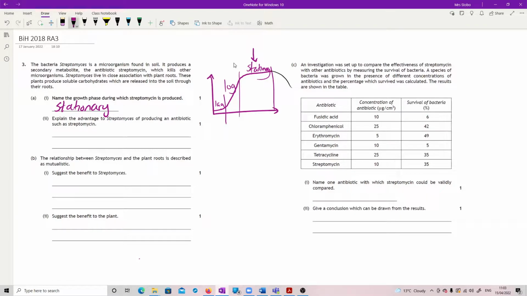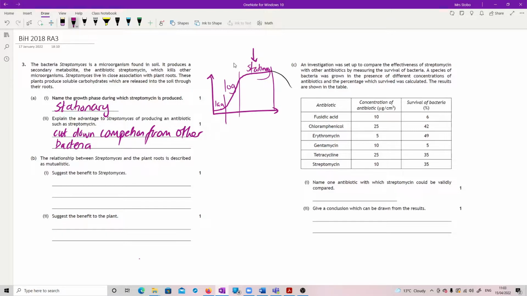Okay, explain the advantage to Streptomyces of producing an antibiotic such as streptomycin. Well, basically, this is going to cut down competition from other microorganisms, bacteria in particular, we're going to say, other bacteria.